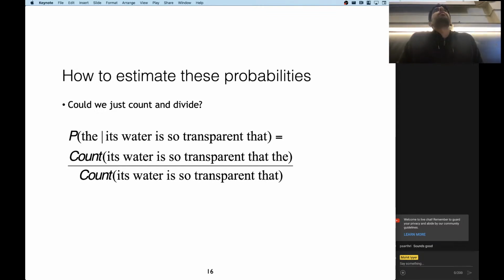This formulation is sort of agnostic to the order of the words. No, sorry. Assume that the order is preserved in these counts, so you only get a count when "its water is so transparent that" occurs in that order in your corpus. Is there a finite number of prefixes? Like, you said an infinite number of prefixes? Yes. So this is the biggest problem, right?